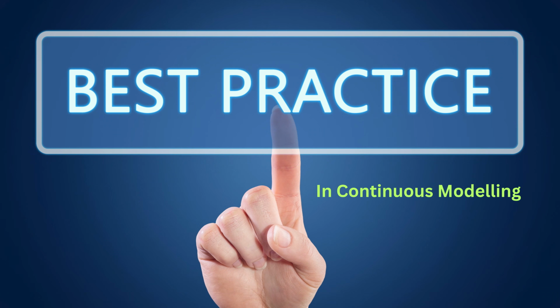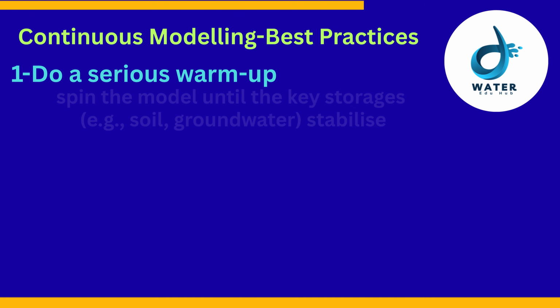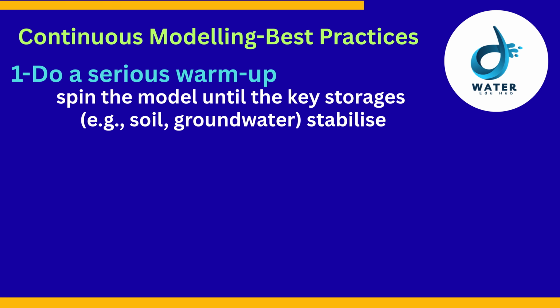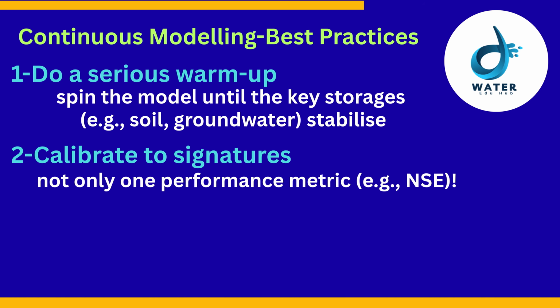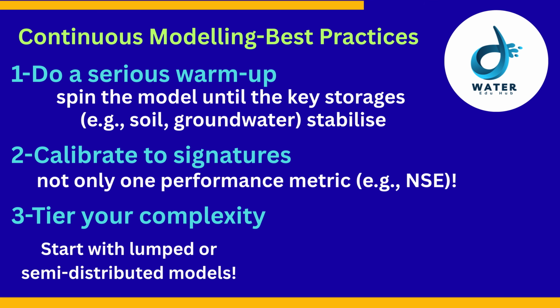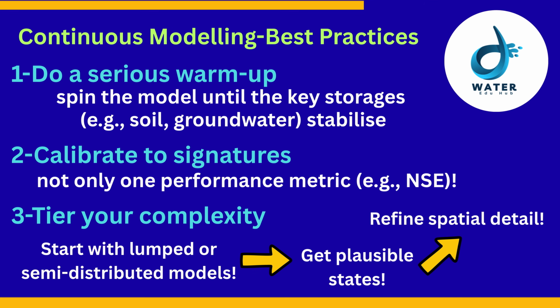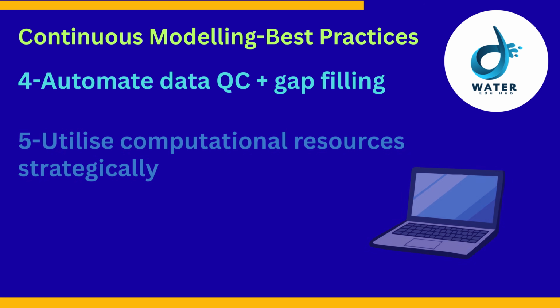Best practices are as follows. First, do a serious warm-up. Spin the model until key storages such as soil and groundwater parameters stabilize. Second, calibrate to signature, not only one performance metric. Third, tier your complexity. Start with lumped or semi-distributed models to get plausible states, then refine a spatial detail where it matters. Fourth, automate data quality control and gap filling. And finally, utilize computational resources strategically.